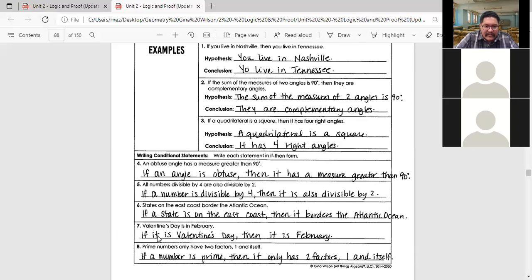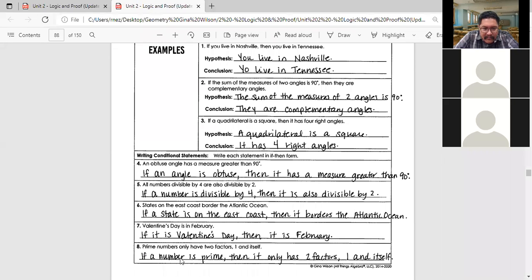All right, let's go ahead and go to the next one. Prime numbers have 2 factors, 1 and itself. And this one's a pretty easy one because it looks like there's already a comma in there. If a number is prime, then it has 2 factors, 1 and itself. In this case here, actually, it does not split at the comma because, you know, it seems like it would, but it didn't in this case, so be careful with that.